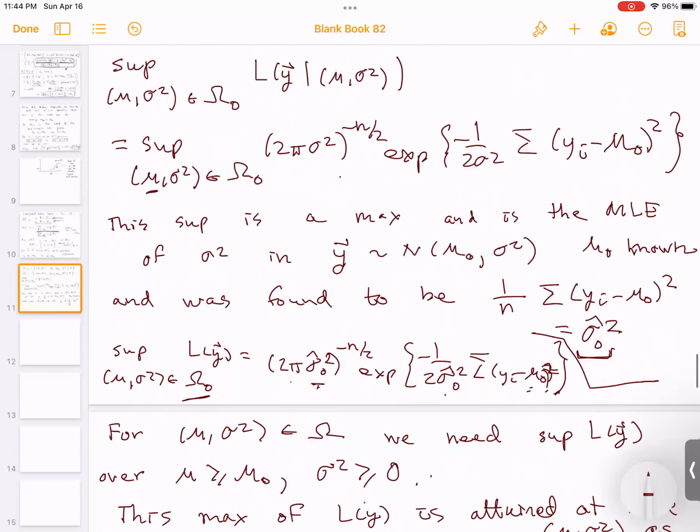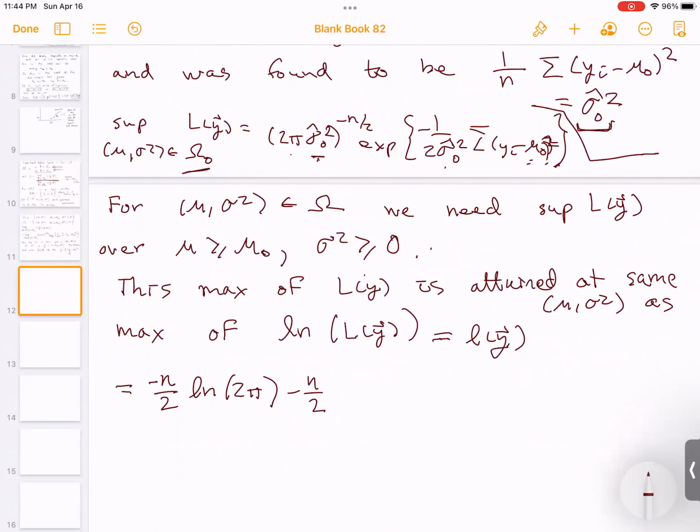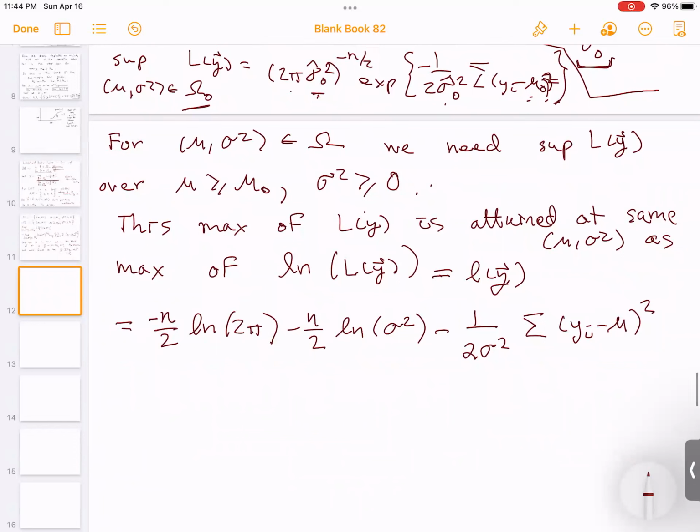Okay. All right, so we're back. So we have minus n over 2 ln 2 pi minus n over 2 ln, now this time it's just sigma squared, plus or minus 1 over 2 sigma squared sum of yi minus mu squared. So whatever maximizes this with respect to sigma squared and mu maximizes the likelihood as well.